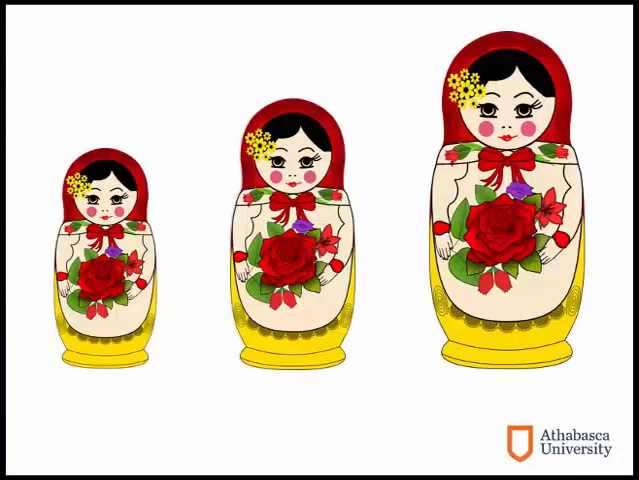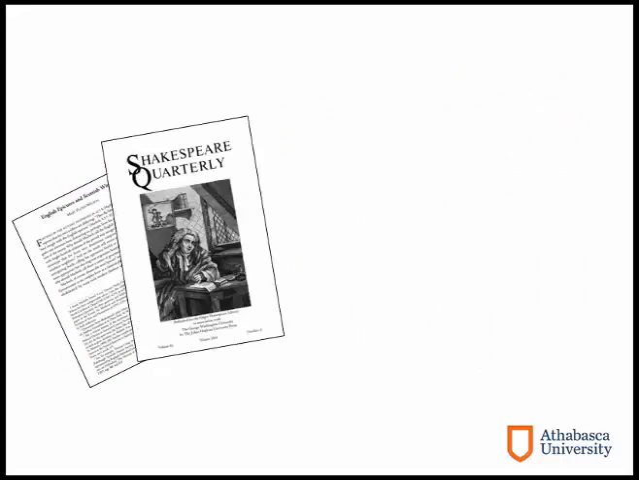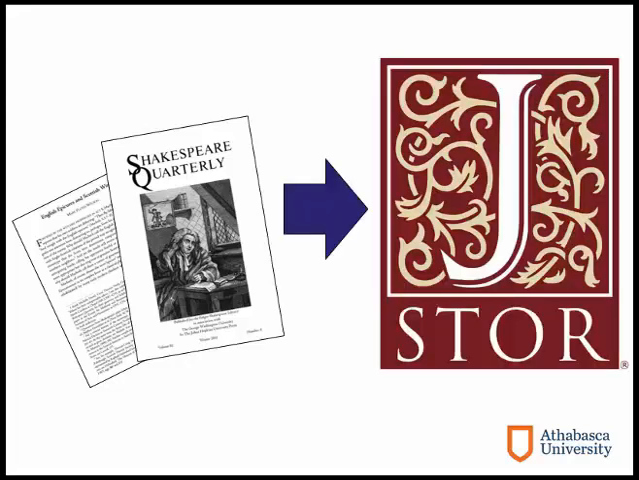Think of journal articles, journals, and databases as a set of nesting dolls. The journal article is collected in the journal, and the journal is collected in the database. For example, the article English Epicures and Scottish Witches was published in the journal Shakespeare Quarterly. This journal was in turn collected in a database called JSTOR.